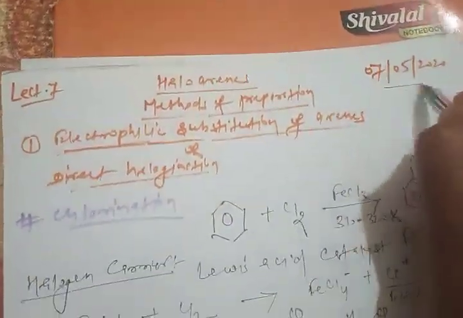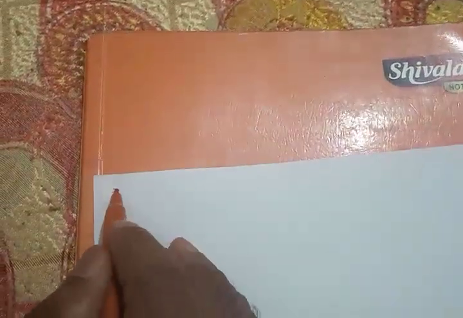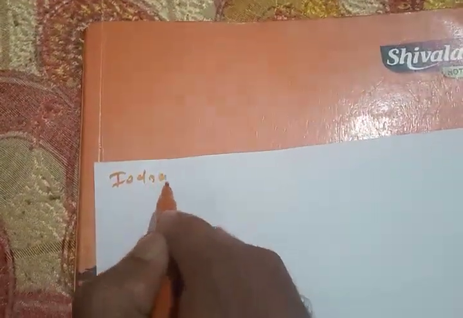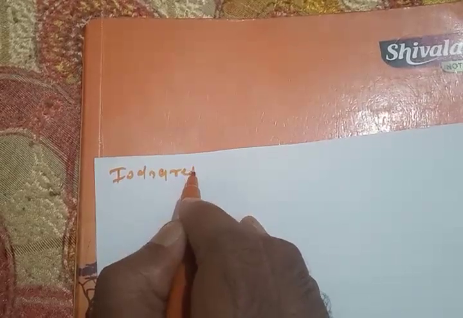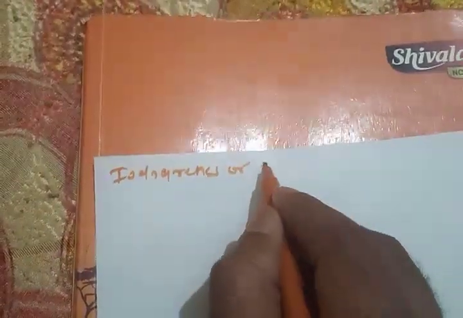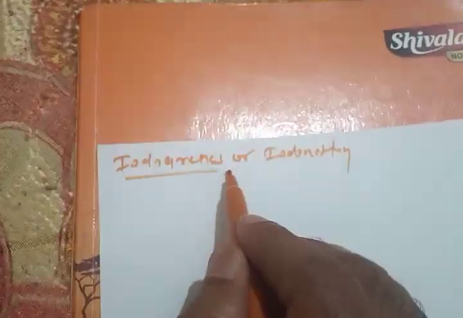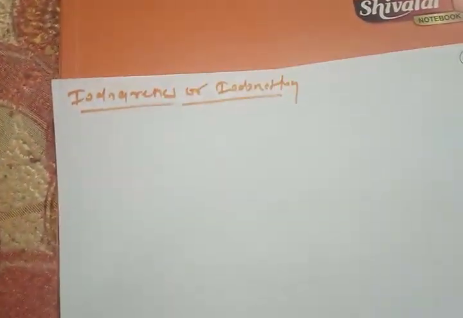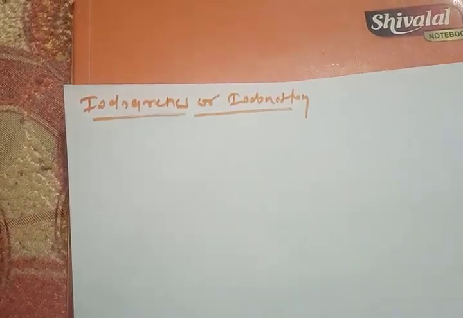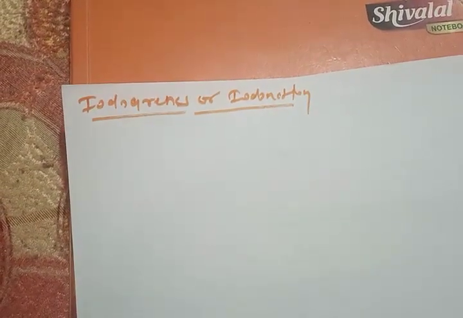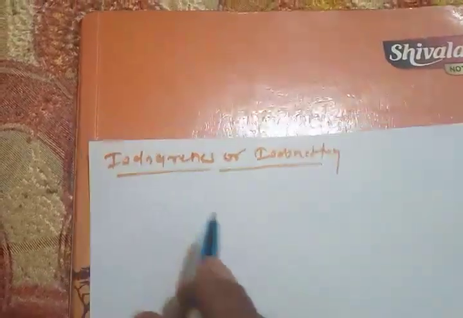Let's move to the next, and that is iodination. So this is page number 1. Let's go to the second page. Next is iodoarenes, or iodination. So iodination is also a problem. Why? Because the reaction is reversible.